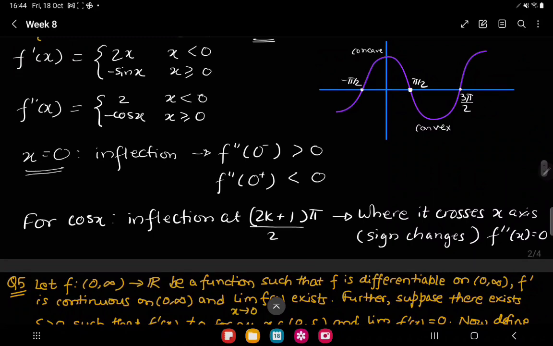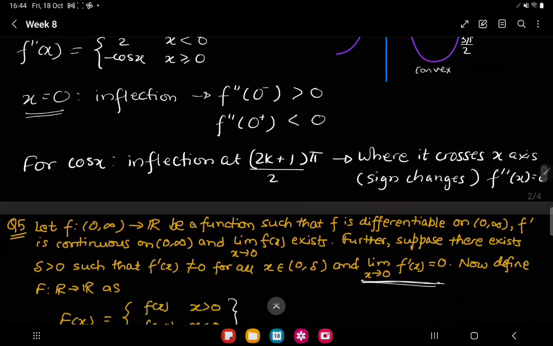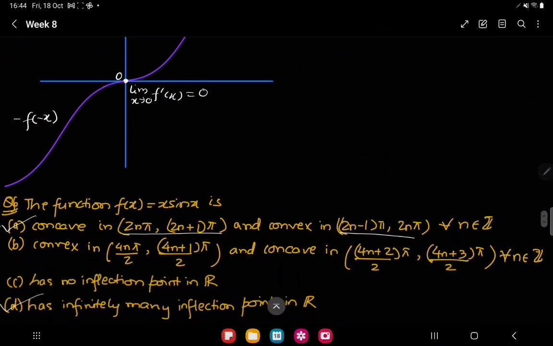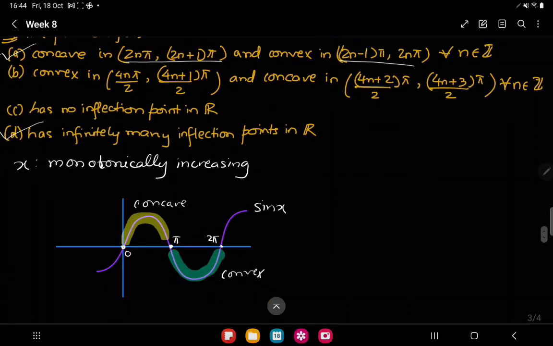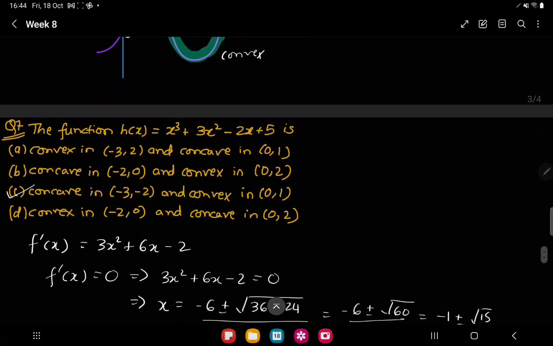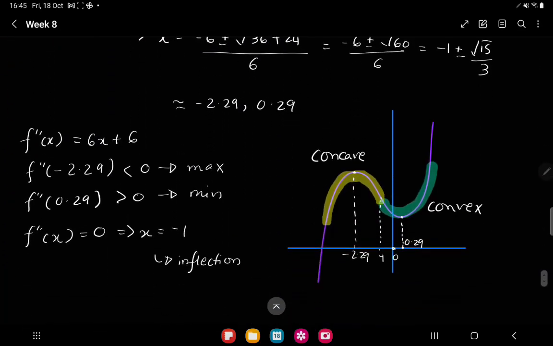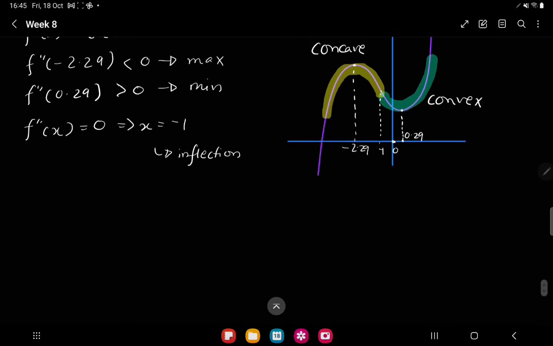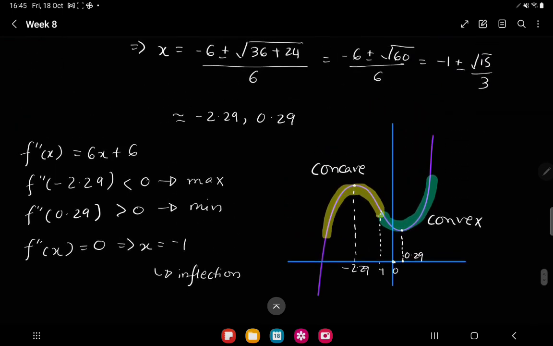So here I have defined point of inflection where the second derivative is 0. Second derivative 0 means point of inflection, and that is the point where a function from concave becomes convex or vice versa.